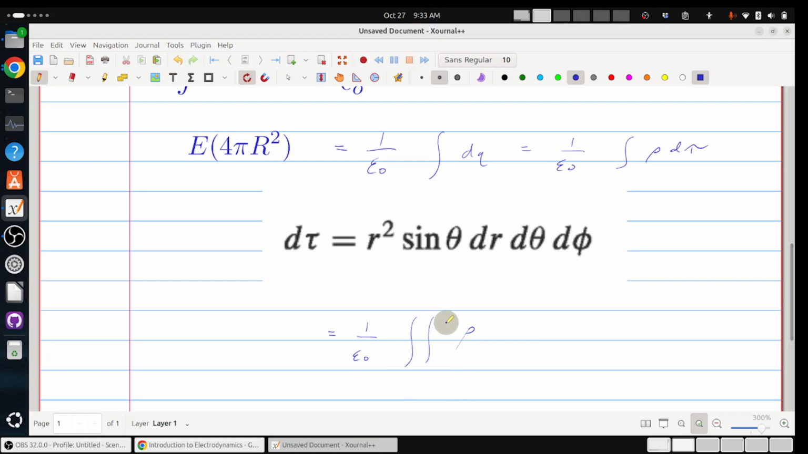But I can break this down into my 3 integrals. And my d tau is going to become r squared sine theta dr d theta d phi. Because it's a thick shell, it's going to go from some r1 to some r2. But theta is going to go from 0 to pi, and phi is going to go from 0 to 2 pi over the entire sphere.